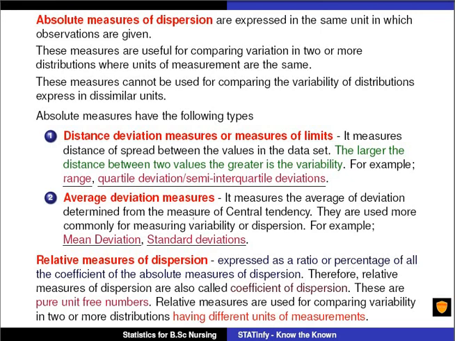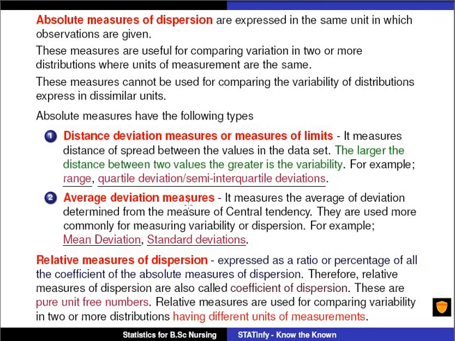And what are average deviation measures? They measure the average of deviations determined from the measure of central tendency. We have discussed that one of the criteria of measures of central tendency is that most of the observations of the data cluster around the value of the measure of central tendency. That means most of the observations cluster around the averages. So the average deviation measures will tell us how much distance there is between the observations and the averages. You can simply understand it like that. Mean deviation and standard deviation are the average deviation measures.